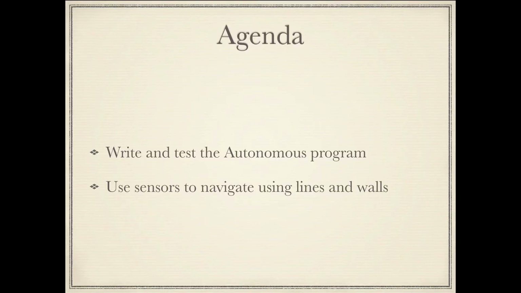In this video, we'll write a program to use the sensors on the robot. These sensors will help the robot navigate using the lines and walls of the small field we are using. This program is called an autonomous program because the robot is only controlled by the program we write. There is no user controlling it.